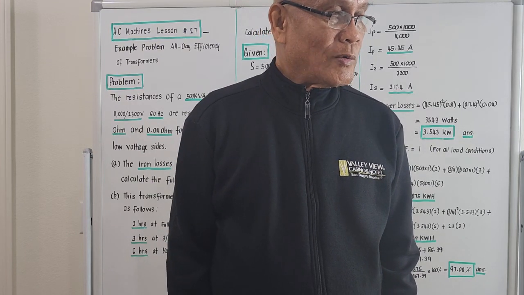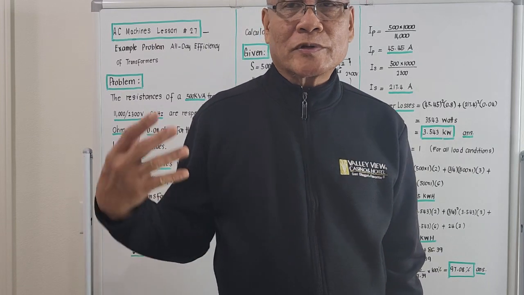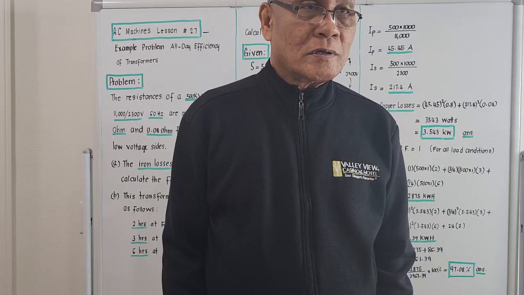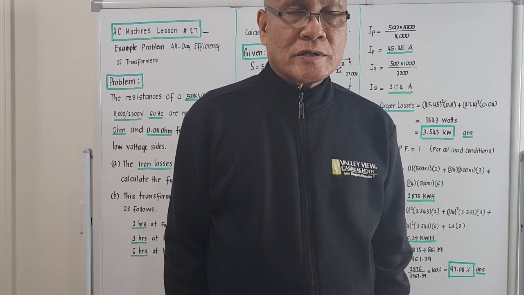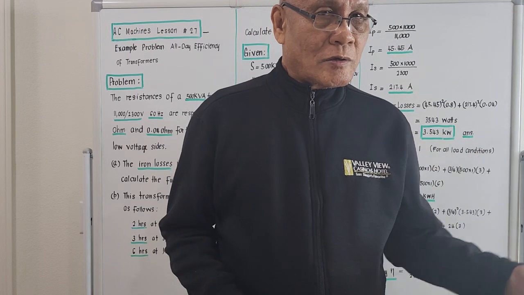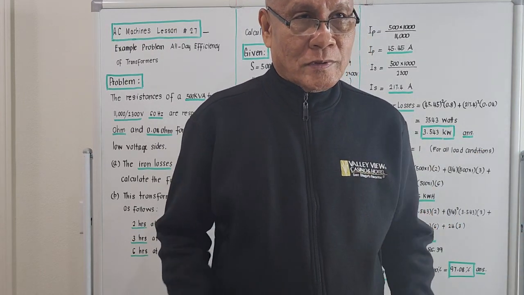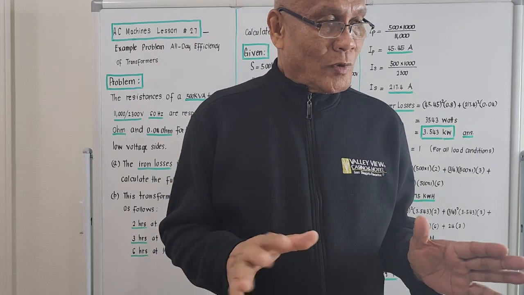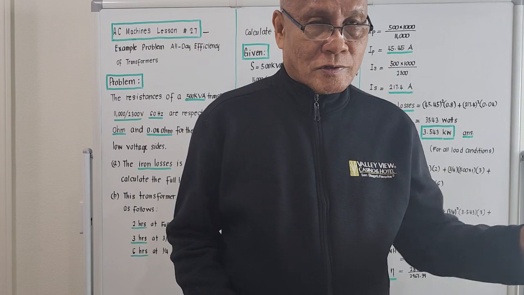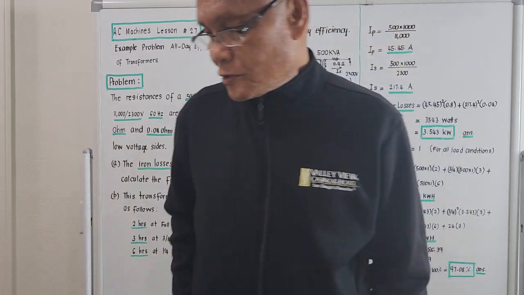But before we go with that topic, we'll bring out first another illustration problem for all-day efficiency of transformers. It's another variation, because the last time around we solved all-day efficiency, but it was another type of problem. The requirement is still all-day efficiency, but the given variables are different. So, okay, let's proceed for this morning.